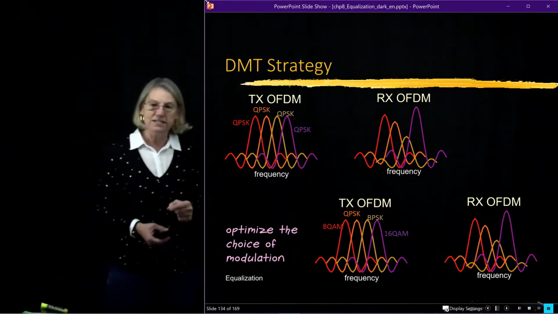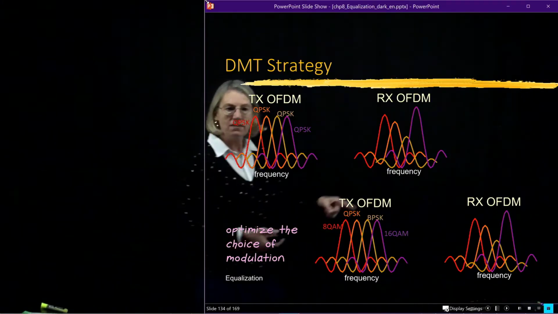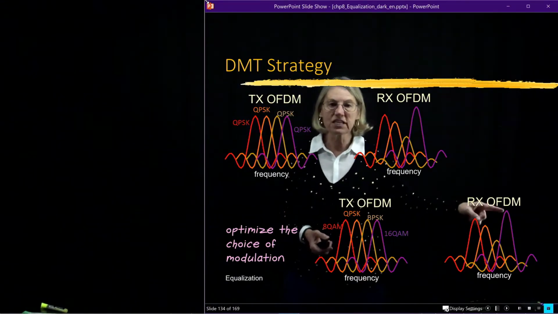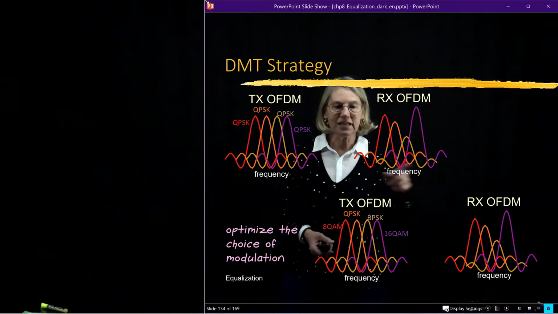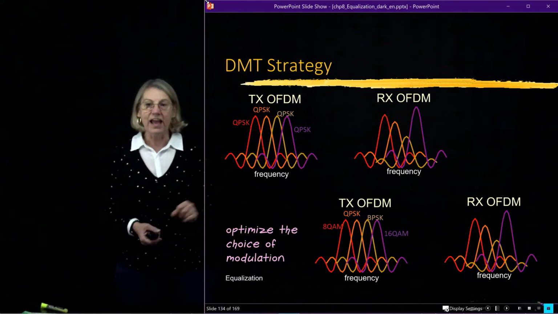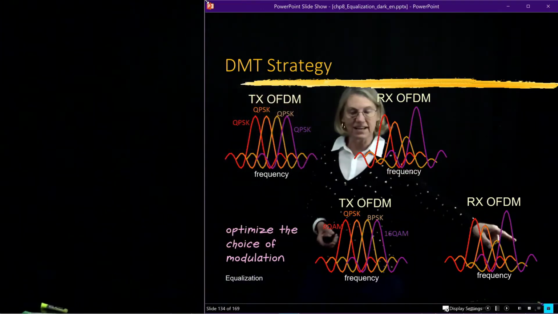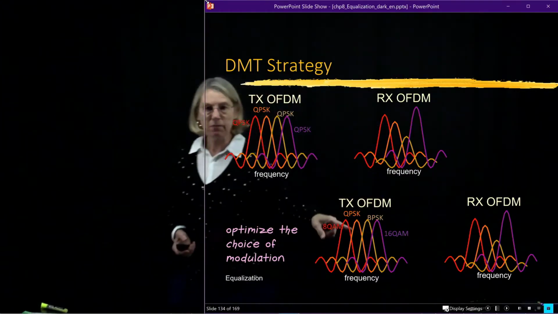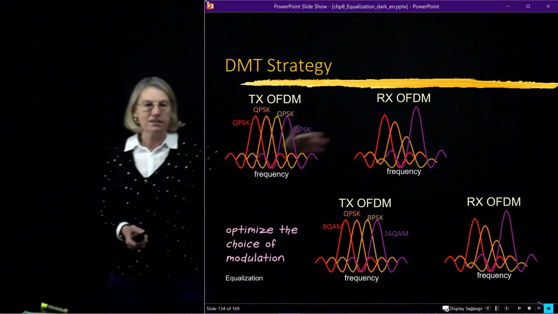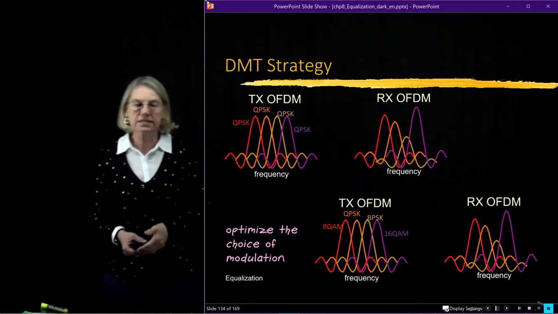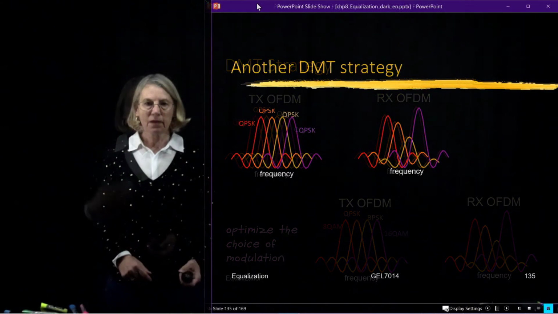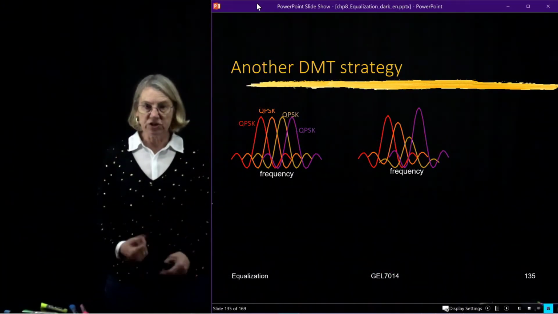So the idea is that when I get to the receiver, the signal-to-noise ratio at the receiver is going to be worse for some subcarriers than others. But, of course, each one of these modulation formats has a different probability of error. And now I will have different SNRs, but I'll have different probability of error curves, and I'm going to try and pick them so that I get pretty much the same performance on all my subcarriers when I get the reception. So there's one DMT strategy we could use.